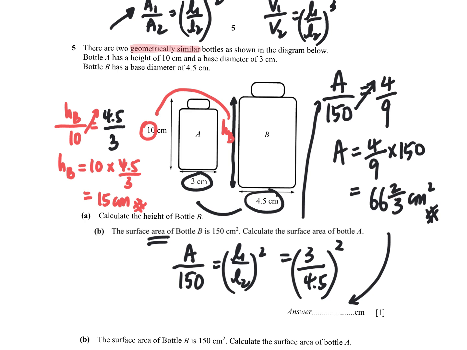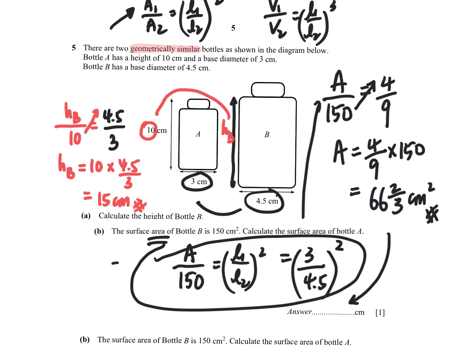So you see over the years, we can test you either area or volume. It's either or, so make sure you know. Even if you don't know, go and write this down. Then at least you can get a method mark.